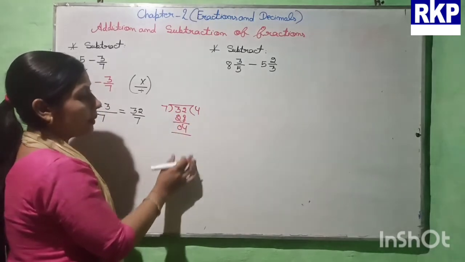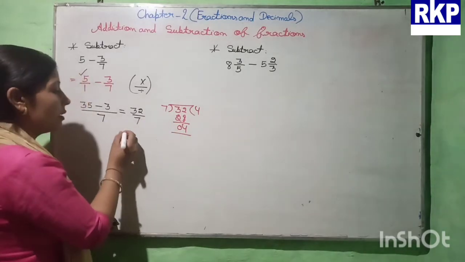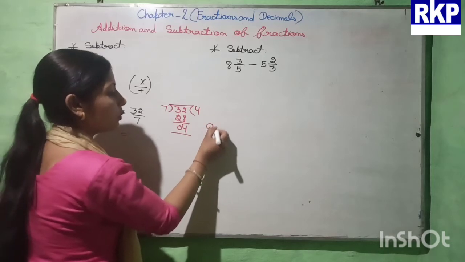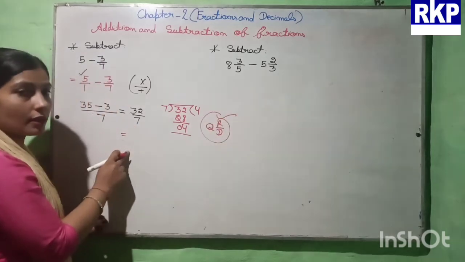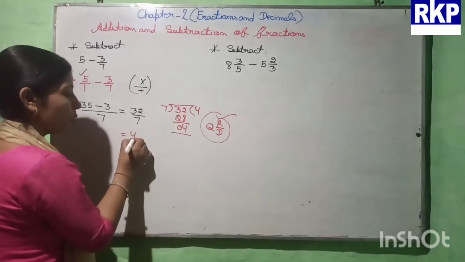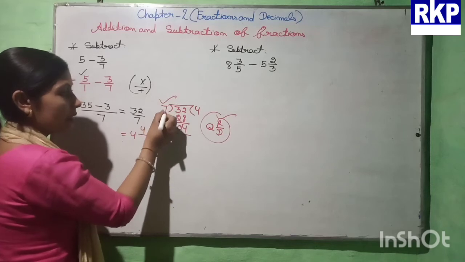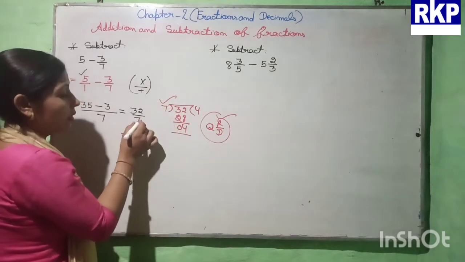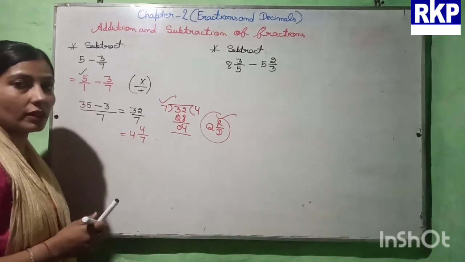Okay, our remainder should always be smaller than the divisor. So now Q R D, according to it we will write the answer. So here quotient is 4 and remainder also is 4, and this divisor, or we can say denominator, is 7. So 4 and 4 by 7 is our answer.